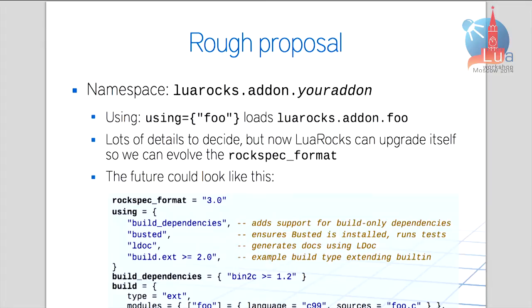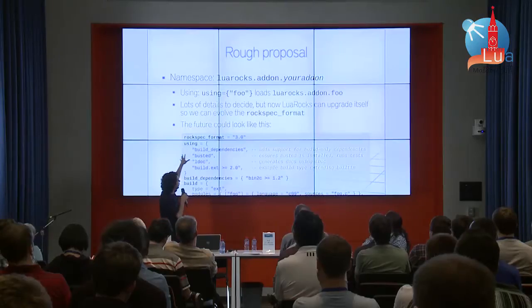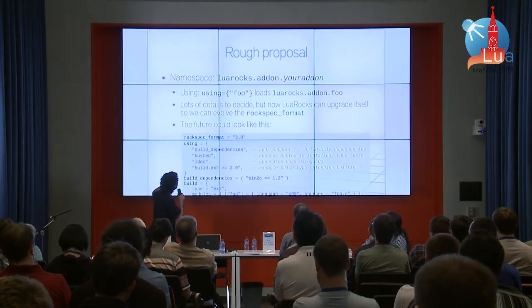So going a little bit more technical, the rough proposal is something like that. What I have in mind is that we could set aside a part of the namespace, something like LuaRocks.addon.whatever. So you can just invent your own add-on, upload it to MoonRocks with that name, LuaRocks add-on something. And maybe we could have something like using, things like that. I thought about require, I thought about use, but those names have different meanings in other contexts.